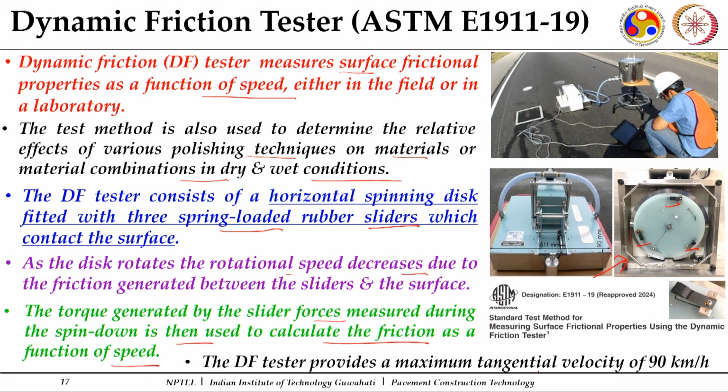So, this provides a maximum tangential velocity of 90 km/h. This can give you information. You can compare the different surfaces with the help of this dynamic friction tester. If you prepare laboratory samples, you can subject fresh samples to some means of polishing, and then use this dynamic friction tester again to get information about the friction values.